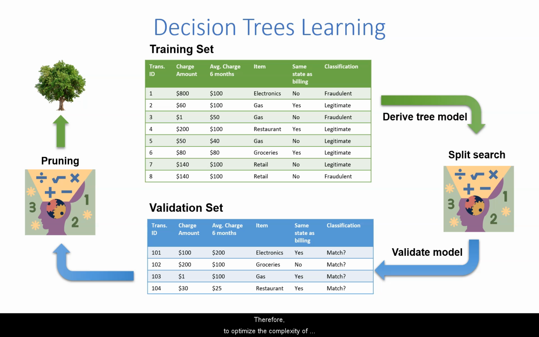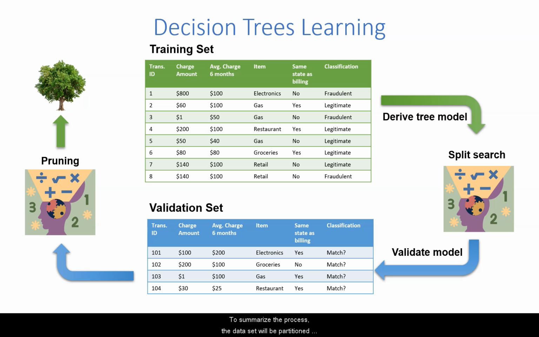Therefore, to optimize the complexity of the tree model, or identify the simplest tree with the best predictive performance, we use the validation dataset to prune the tree model, which means removing branches of the tree to make it simpler but fit the unseen data better. The simplest tree with the best predictive performance on the validation dataset would be the final tree model.